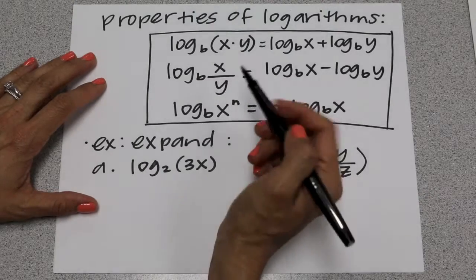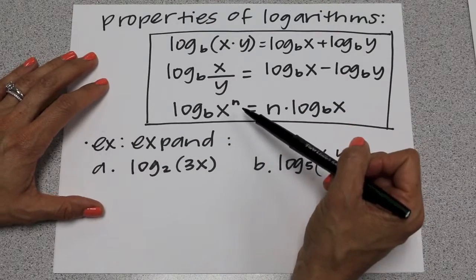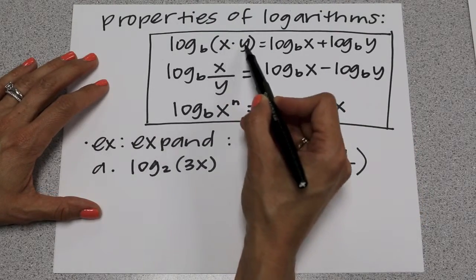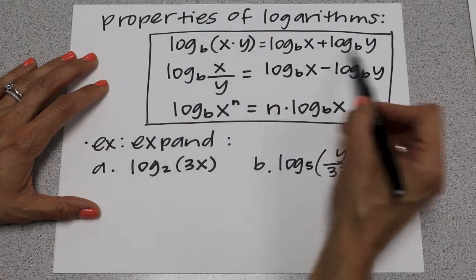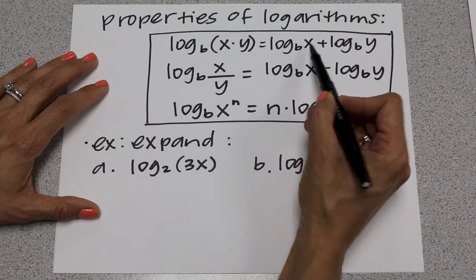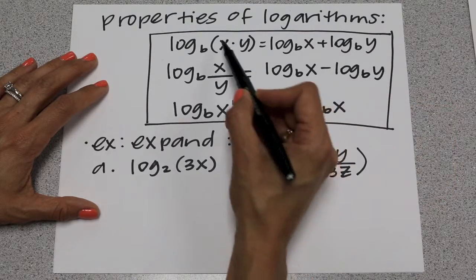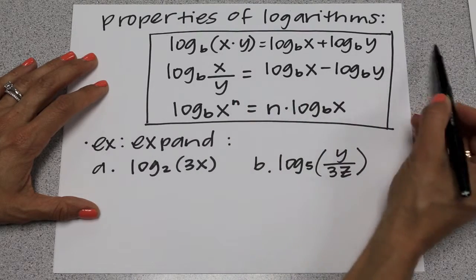Our properties of logarithms, there's three basic ones that we're going to use. The first one is when you have a product. So it says log base b of x times y. If you have a product, you can split the log: log base b of x plus log base b of y. If there were three things, you would have three different logs.